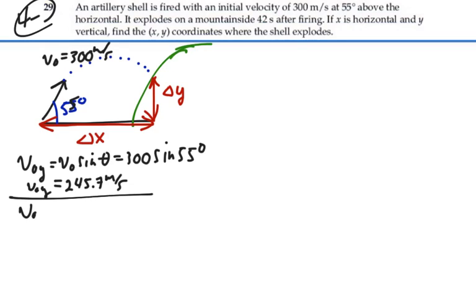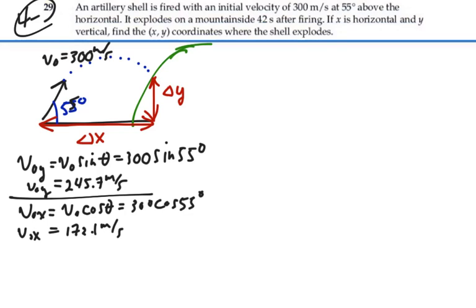Our v naught in the x direction is going to be v naught cosine theta, which would be 300 cosine 55 degrees, and that is equal to 172.1 meters per second. So that's our v naught in the x direction. So those are our initial velocities in y and x respectively.